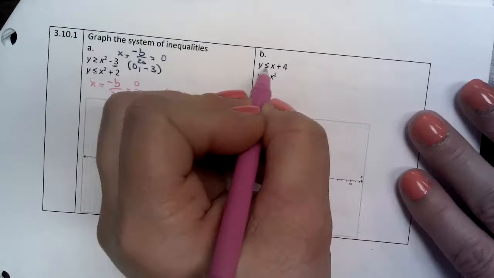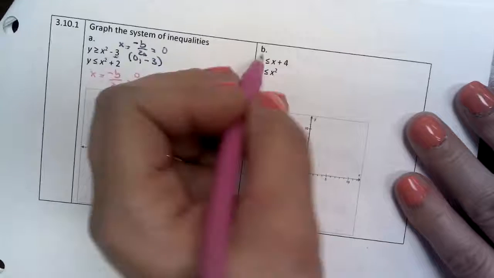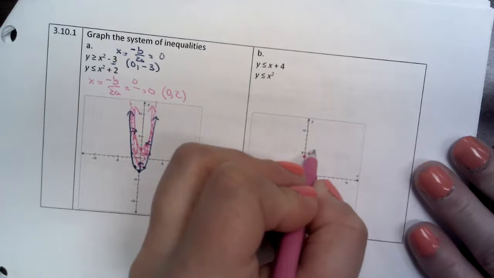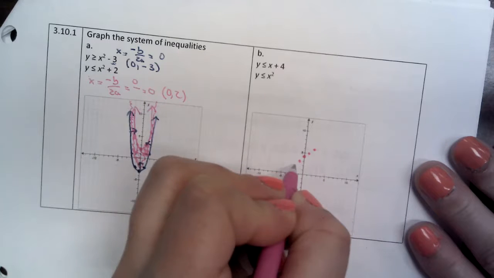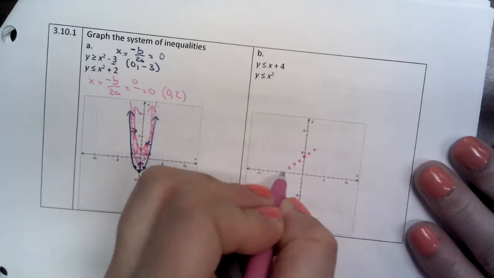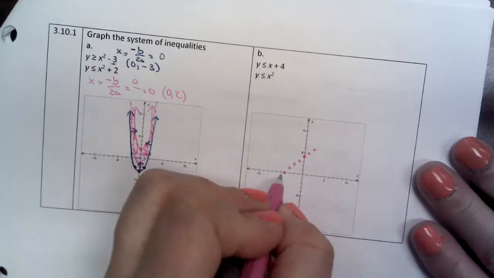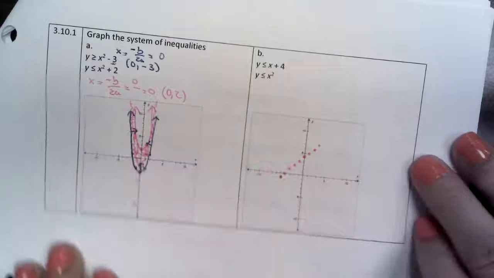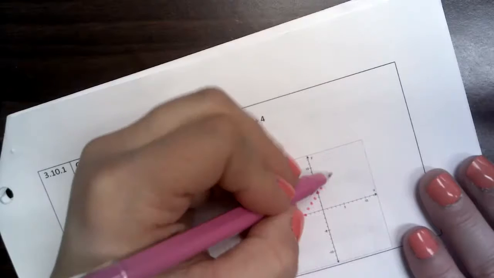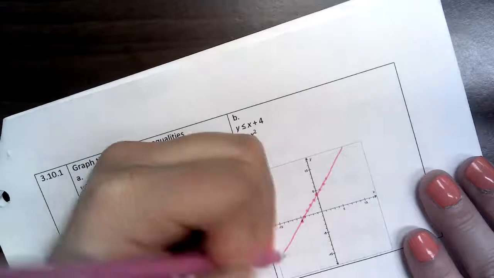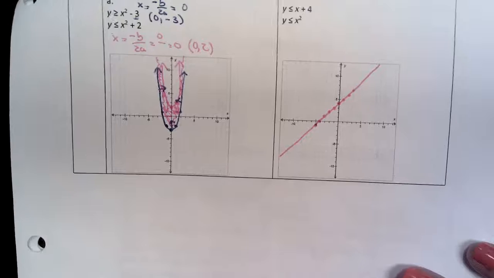So this one says y is less than or equal to x plus 4. Well, this is a linear equation. So it starts at 4 and it has a slope of 1 over 1. I'm just going to draw a few here so that I get kind of a straight line. And then we're going to go on ahead and do the parabola.